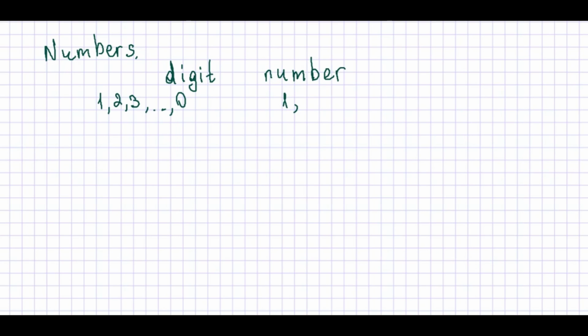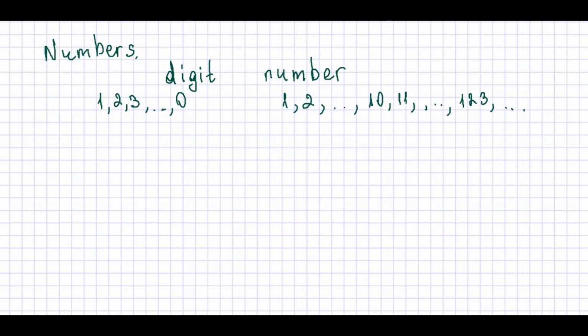1 is also a number. 2 is also a number. 10, 11, 123, and so on. All these are numbers. So as you understand, there are 10 digits, and numbers are formed from digits. As in the English alphabet, for example, we have 26 letters, and all the words, infinitely many words, are made of letters. So the same numbers are made of just 10 digits.